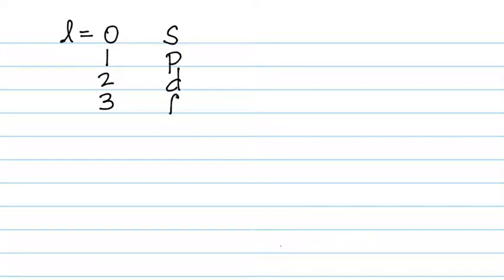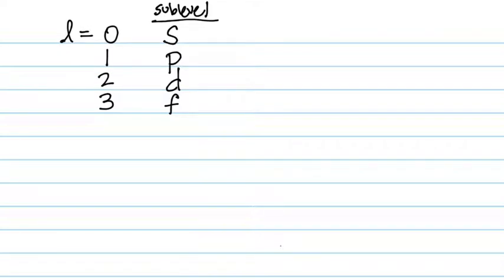With this, our values of L. L can be 0, 1, 2, or 3. If L is equal to 0, that represents the S block. If L equals 1, it represents the P block. If L equals 2, that's the D block. And if L equals 3, that is the F block. So this is the sub-level designation that goes with each of the 4 values of L.